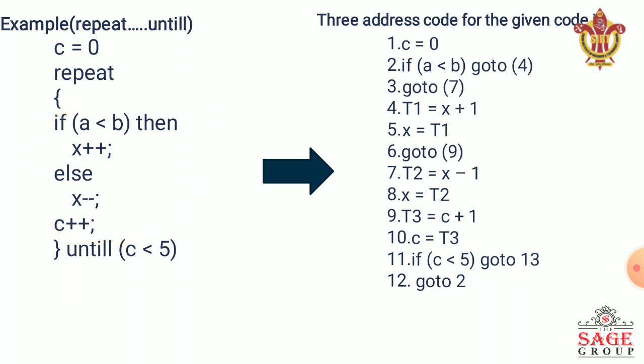Now the condition given is until c less than 5. This can be represented by if c less than 5. In repeat until, if the condition is satisfied, that is true, we are out of the loop. So if the condition is true, we write go to 13 or go to next, and if the condition is false, we write go to 2, meaning we again enter the main loop. Statement number 2 is the entry point of our loop area.